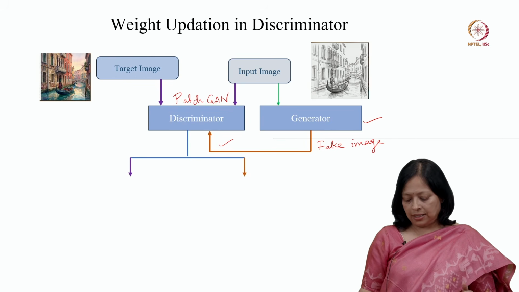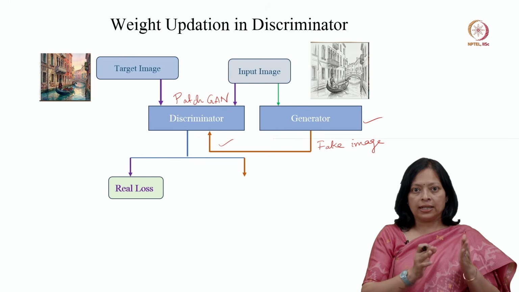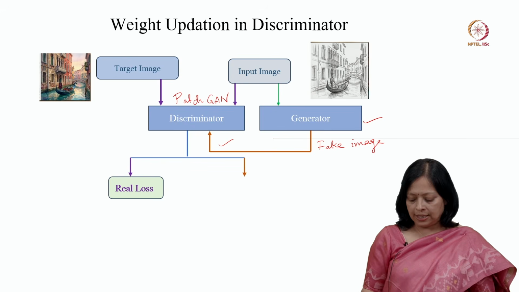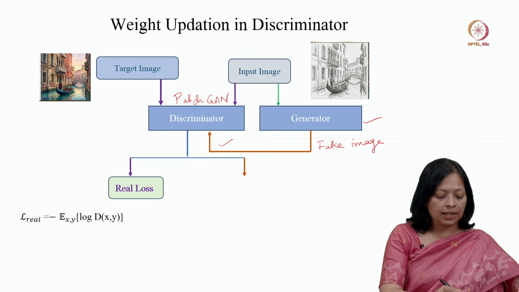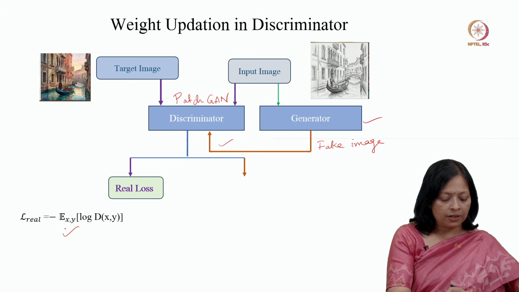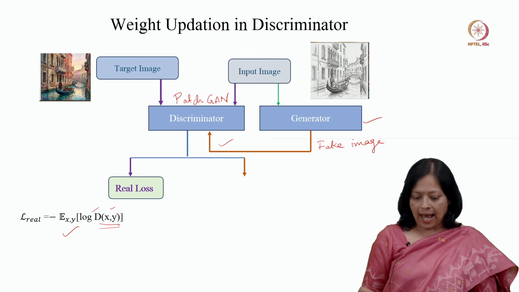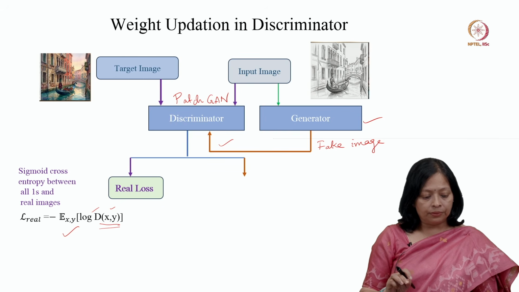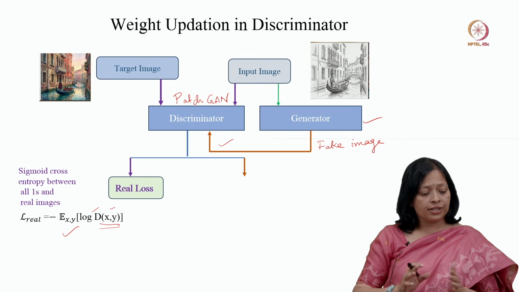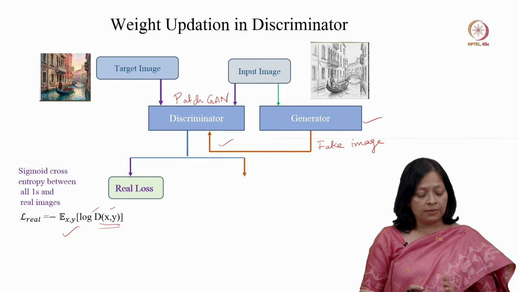Now, the discriminator will calculate two losses. One is called the real loss, which is given by minus expectation over x, y of log D(x, y). Why is it the real loss? Because we are taking the real original image and the real target image, okay. And it is a sigmoid cross entropy between all ones and the real images. Why?